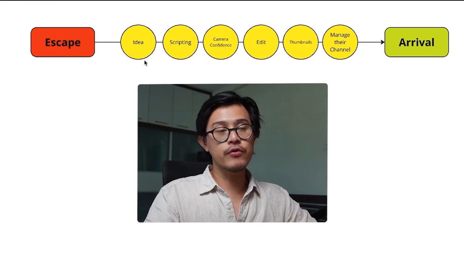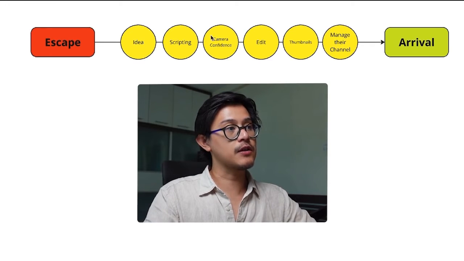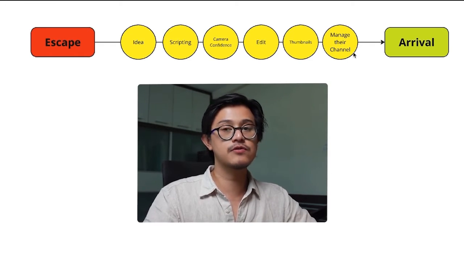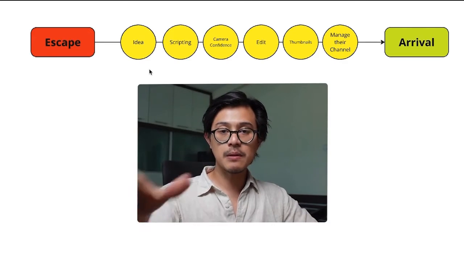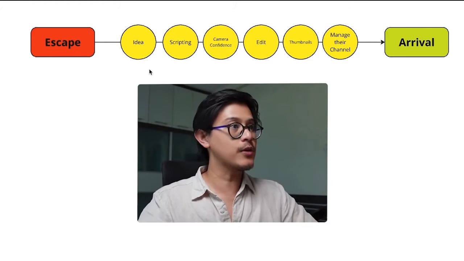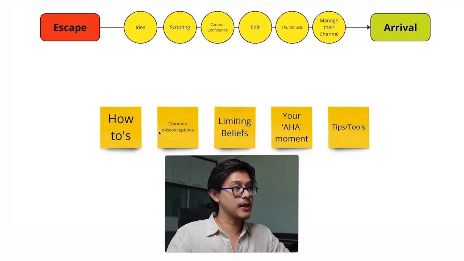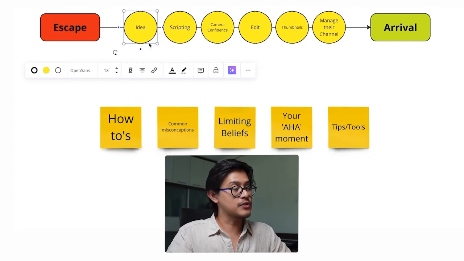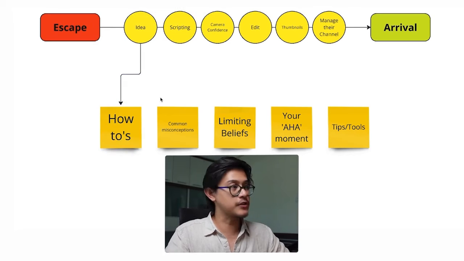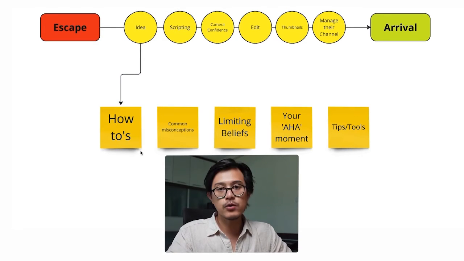Now you know already how to come up with ideas, how to script, how to build camera confidence, how to edit the videos, how to do thumbnails, how to manage their channel. Within this, you can also have subcategories. So now you even have more video ideas, right? Each and every one of these pillar contents can have subcategories like these. I'll give you an example. Let's use the first content pillar, which is ideas. The first one is how-to. This is very simple, like how to come up with video ideas for your YouTube channel.